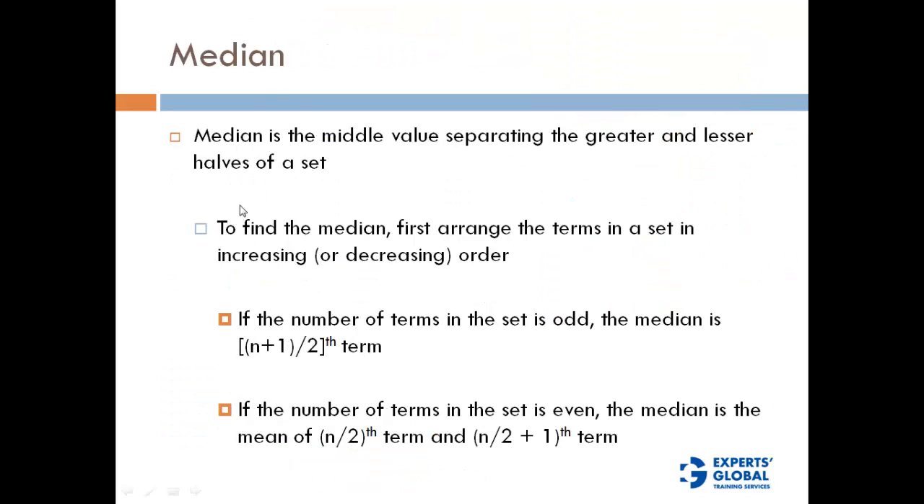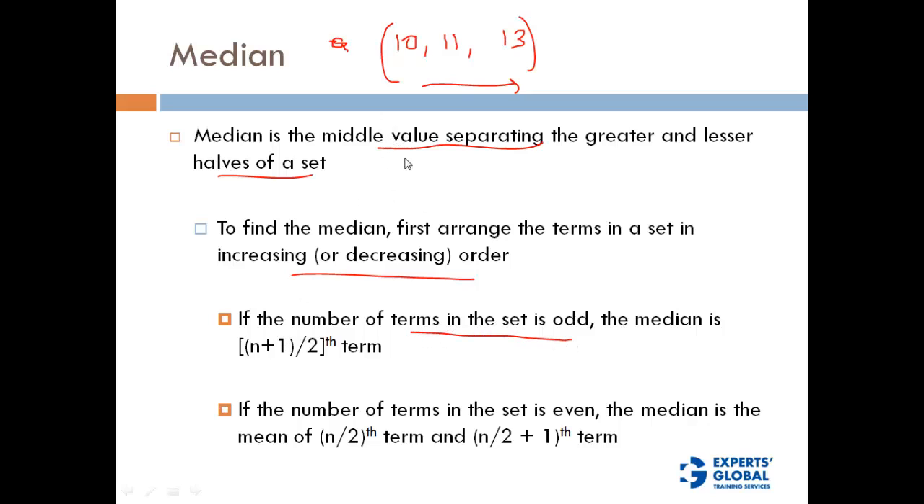Median is the middle value separating the greater and lesser halves of a set. So let's look at it. Let's say we have values 10, 11, 13. To find the median, first arrange the terms in increasing or decreasing order. So this set is already arranged in increasing order. If the number of terms in the set is odd, how many items do we have in this set? We have 3. So this is odd.